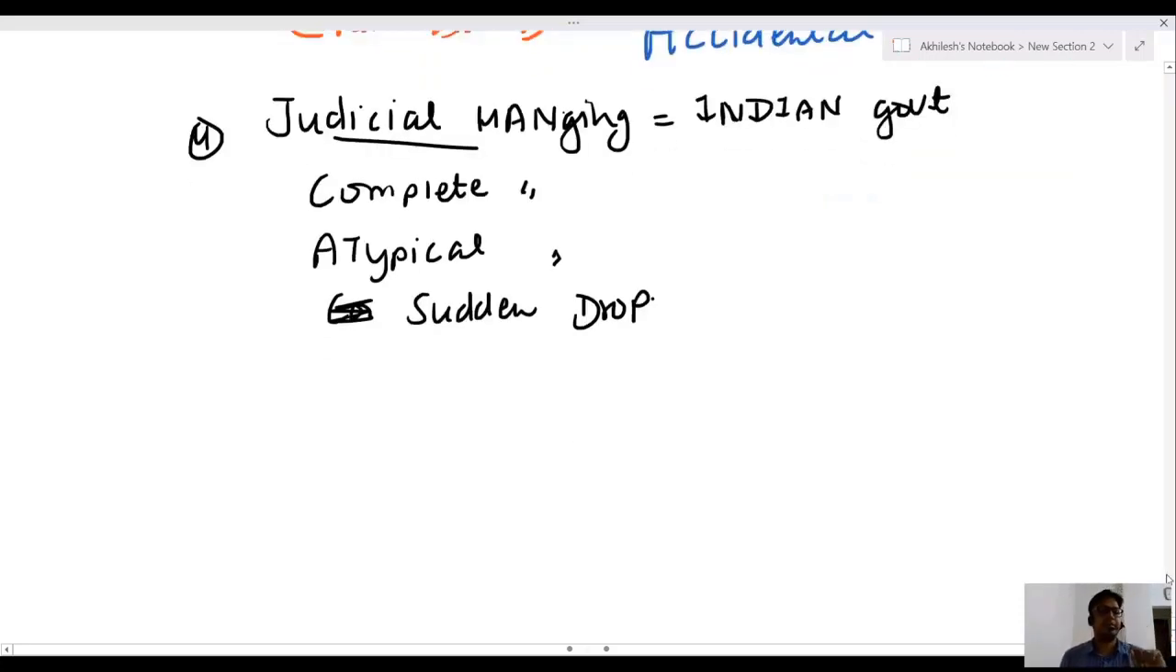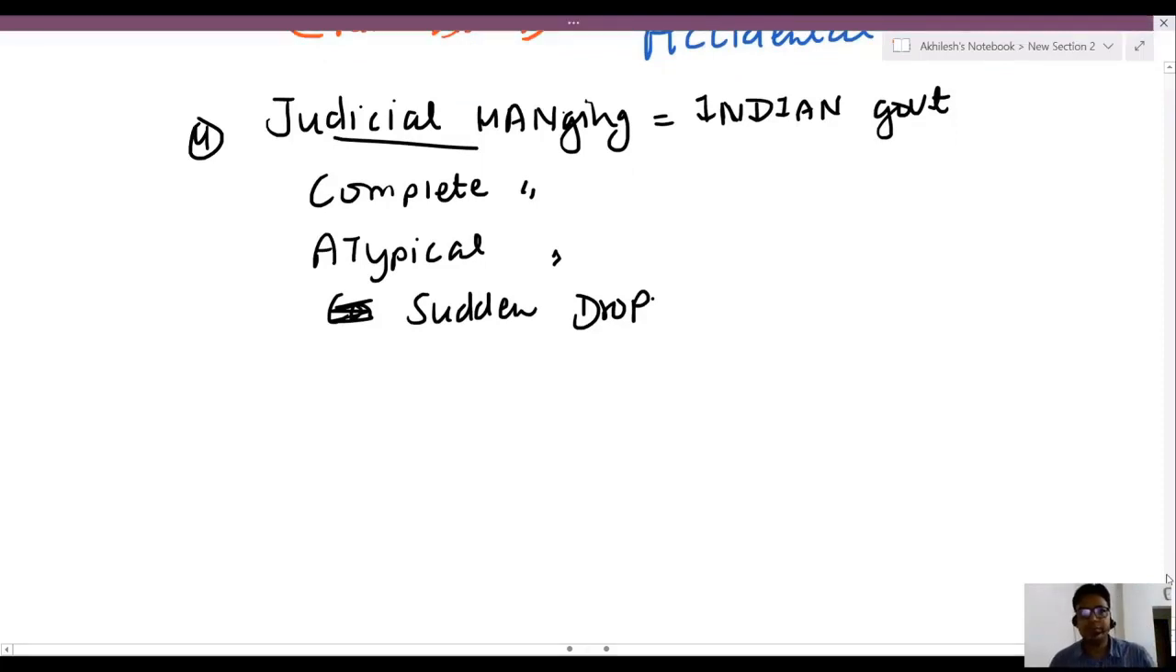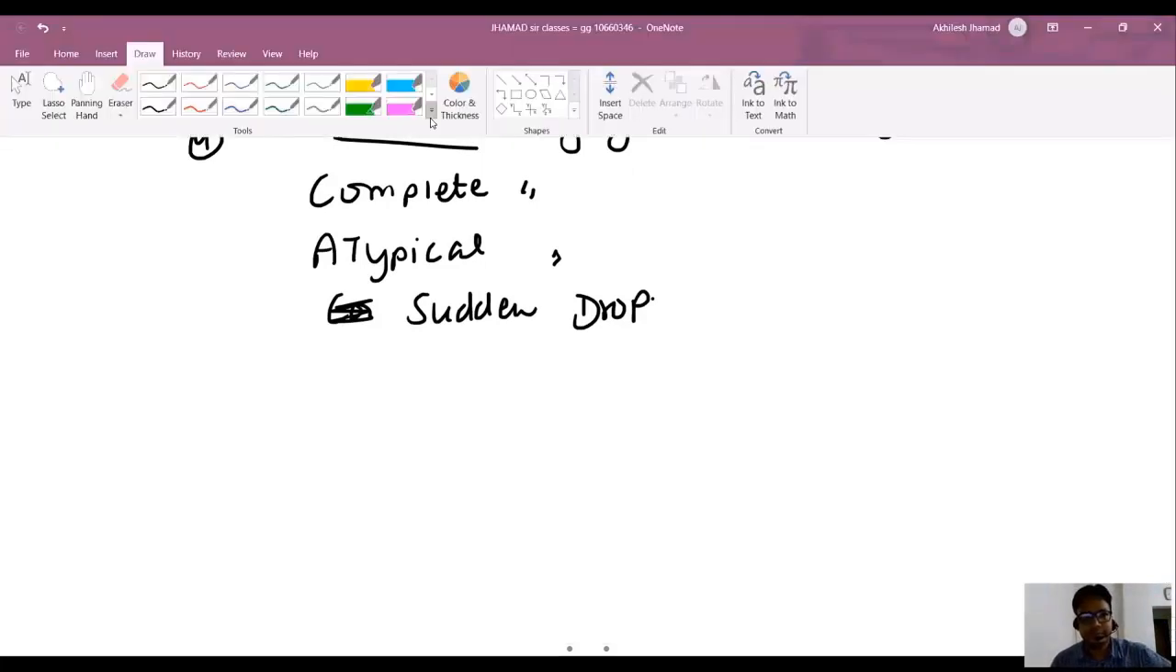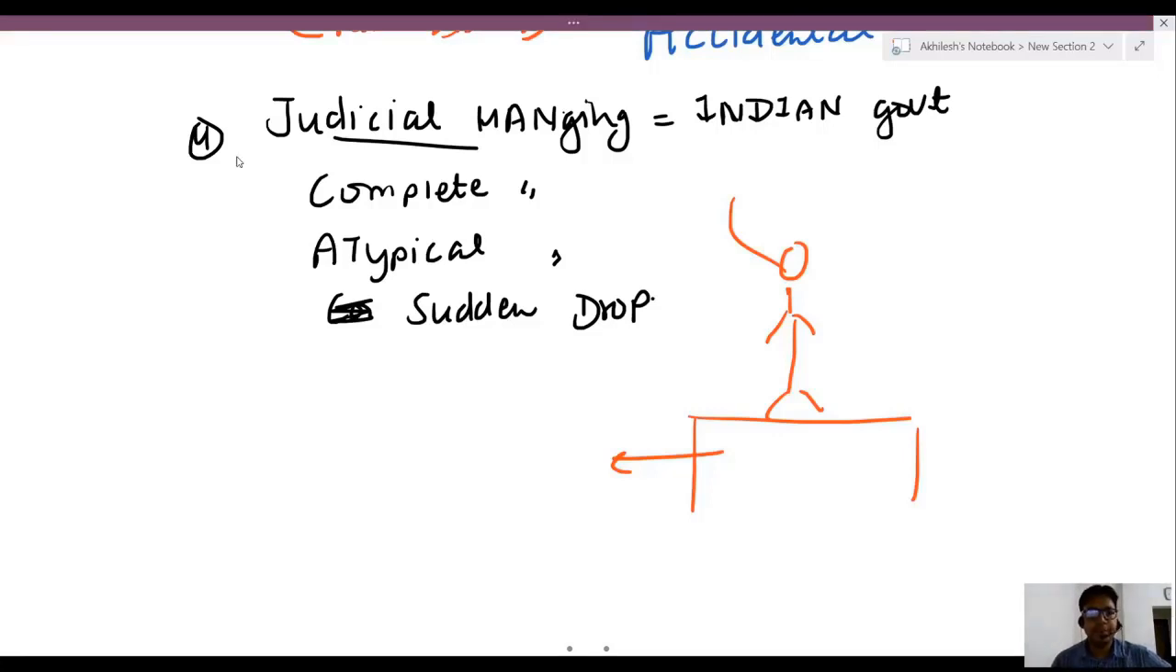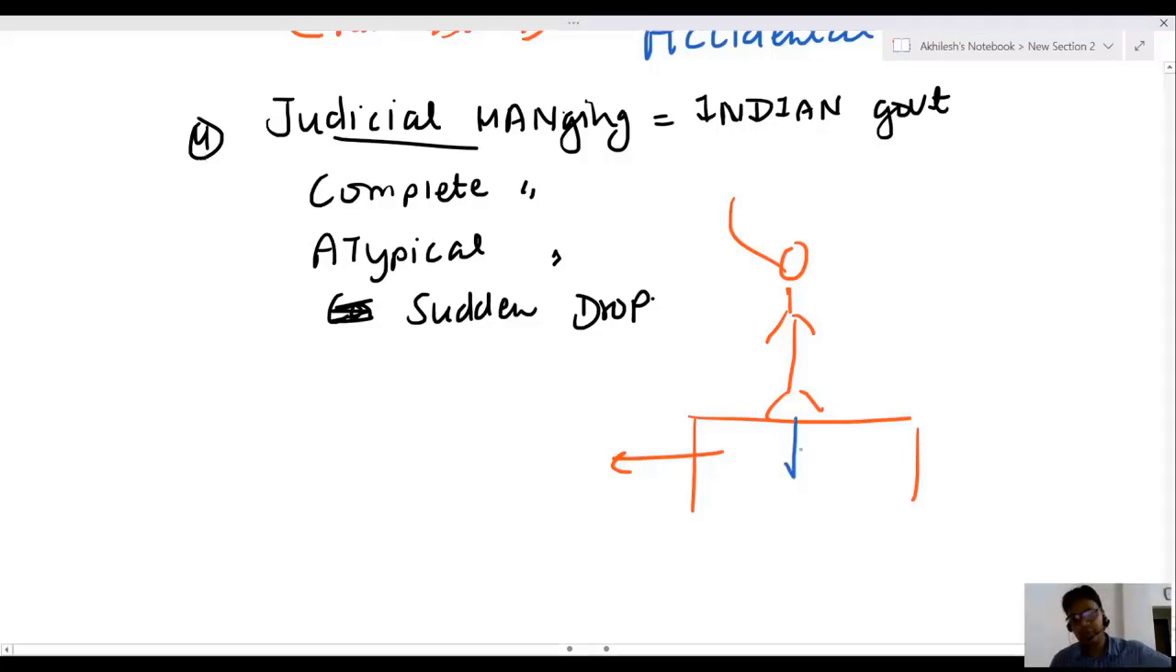Suddenly the person drops. Actually, sir, what is this method? See, this is a person. He is standing on a platform. This platform shifted. Doctor Saab, this is judicial hanging. So this person is suspended when the platform shifts. This is a complete hanging, atypical hanging. Sir, why is the word atypical hanging used?